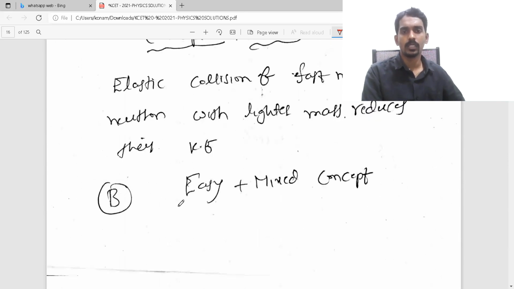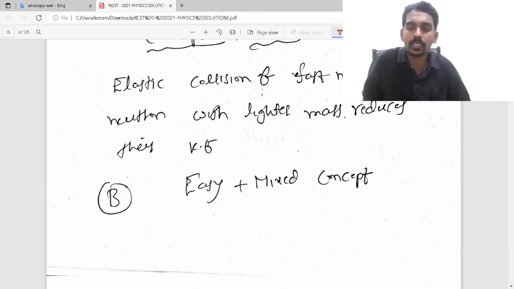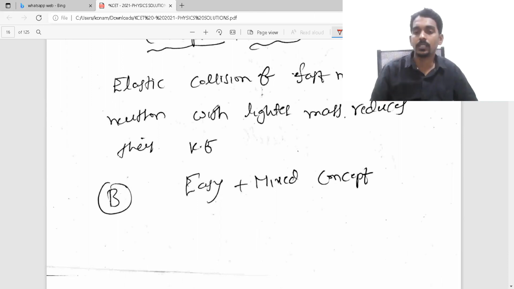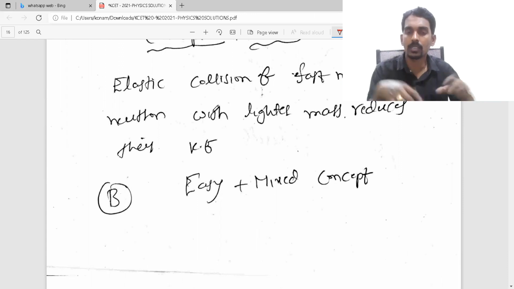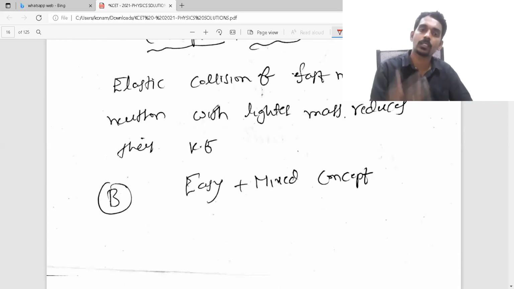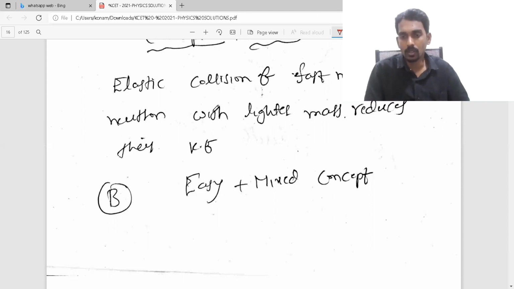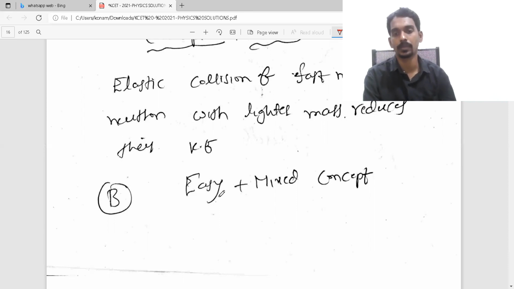Now, here I have given: elastic collision of fast moving neutrons with lighter mass reduces their kinetic energy. It's direct and simple; if you have studied that particular thing, you will remember. No need to apply elastic collision or conservation of momentum or energy. If you have just read it, then you will remember it and answer it directly. It's a direct information based, or formula based, or simple concept based question.